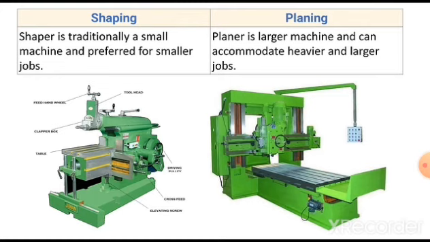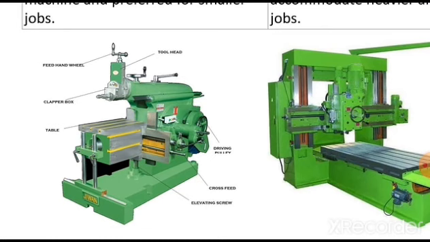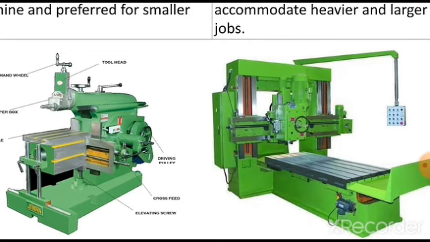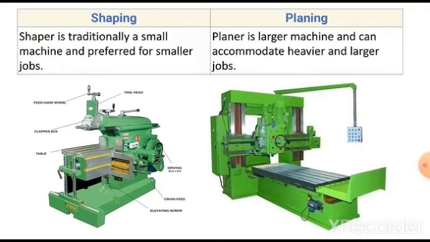Next point, the shaper is traditionally a small machine and preferred for smaller jobs. So here you can compare the two different machines, that is, the shaper and the planer. The shaper is comparatively a smaller machine as compared to the planer machine. Here you can see the two different machines. As compared to the planer machine, the shaper is a smaller machine and it is preferred for smaller jobs because it has a small table and we can fix only one cutting tool over here. So the shaper machine is preferred for a smaller job.